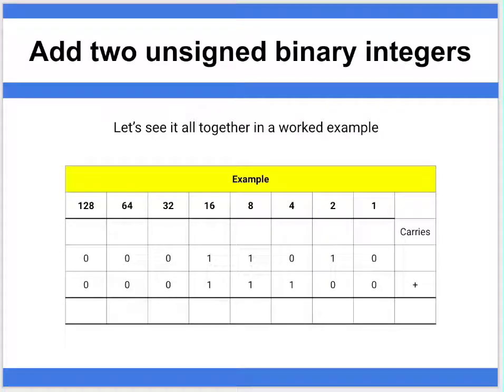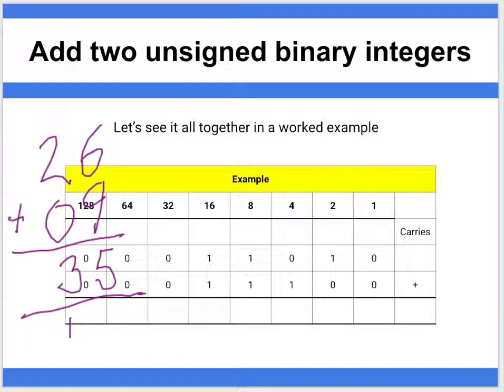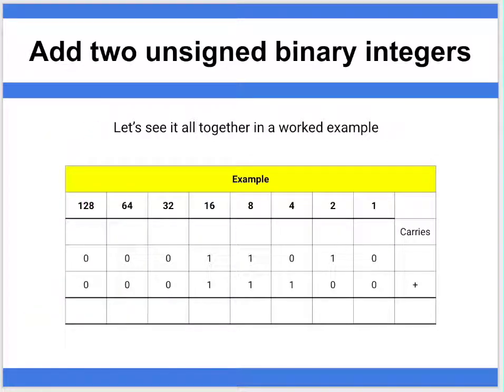So let's take an example which we're going to work through together. The example that we're going to do is 0001110, which is 26 in decimal, and we're going to add 0001100, which is 28 in decimal.